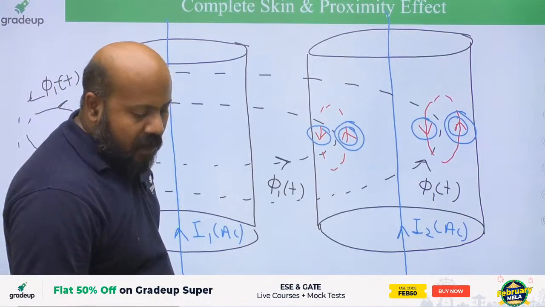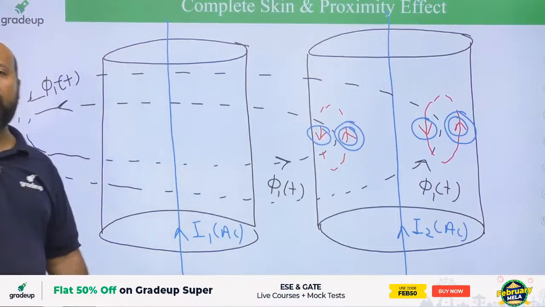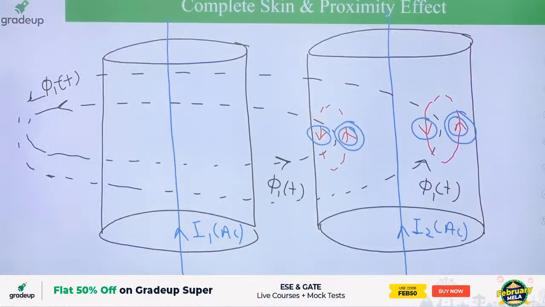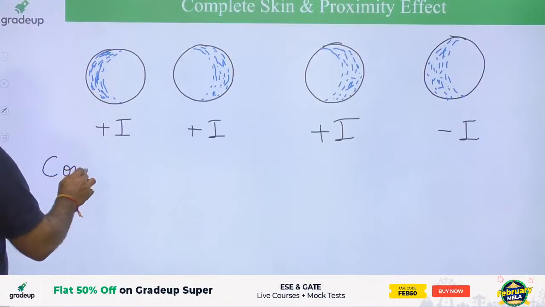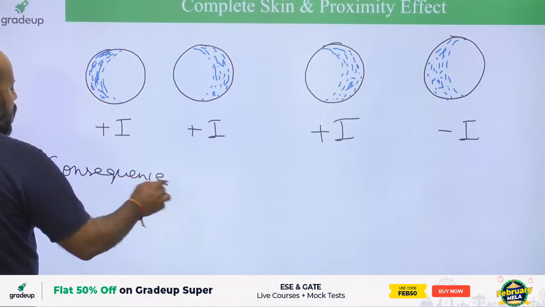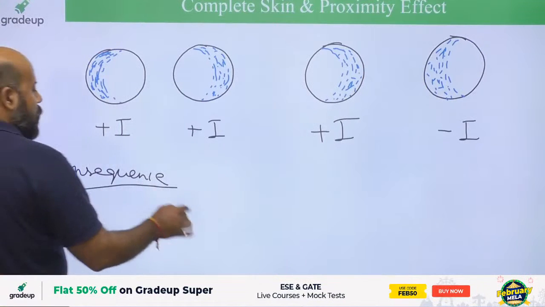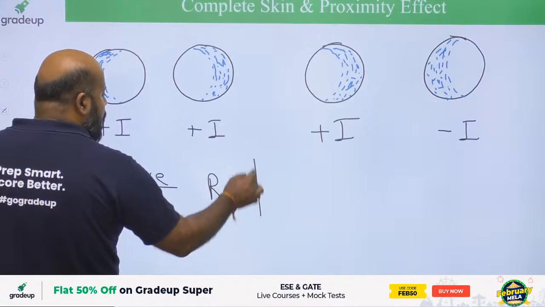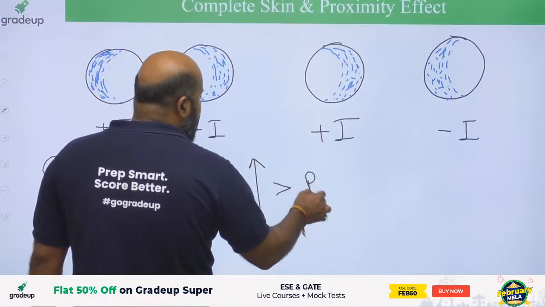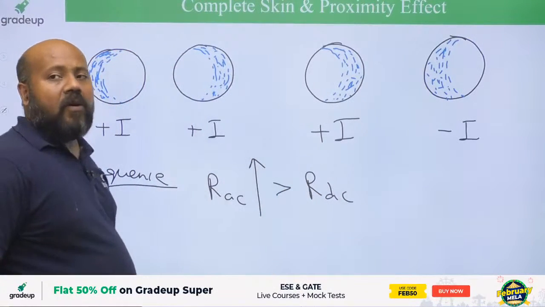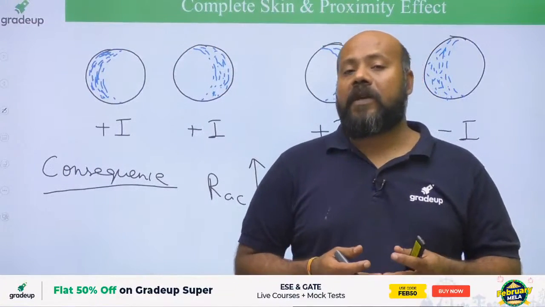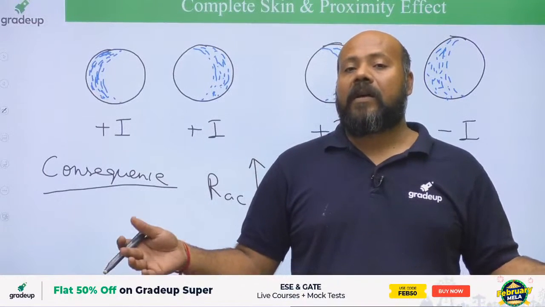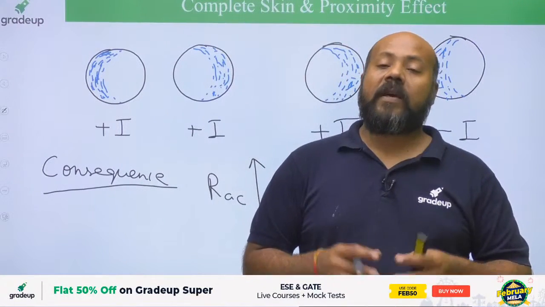So friends, this is what I wanted to discuss with you. I hope you must have enjoyed the session and you must have got some confidence in the skin effect and proximity effect. But before I conclude, let me tell you what is the consequence of proximity effect. The consequence of proximity effect is that AC resistance is going to be more than DC resistance. The consequence of proximity effect is same as the consequence of skin effect. But the idea is different.